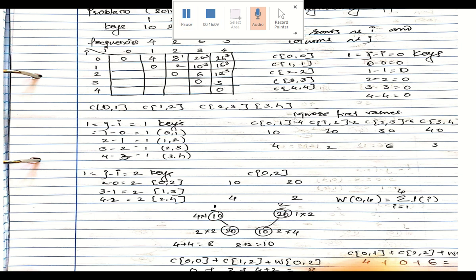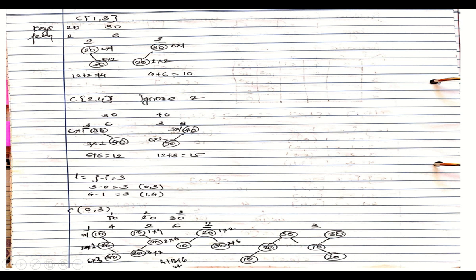Now next is the cost of 1 comma 3, the second entry which is available. In 1 comma 3, I have to ignore key number 1, and consider the remaining two keys, that is 2 and 3. So the second key is 20 and the third key is 30. 2 is the frequency of the first and 6 is the frequency of the second. Similarly, if I am considering 20 and 30 as the roots of mine, then I can generate two trees out of it. 20 is a root, with 30 on the right hand side of 20. Or 30 as a root and 20 on the left hand side of it.